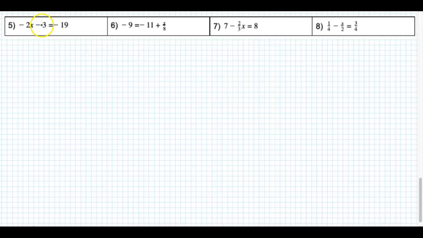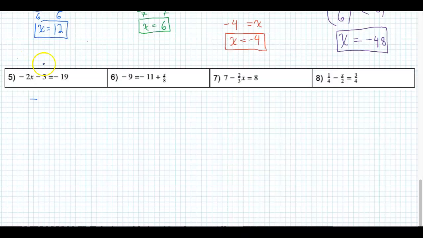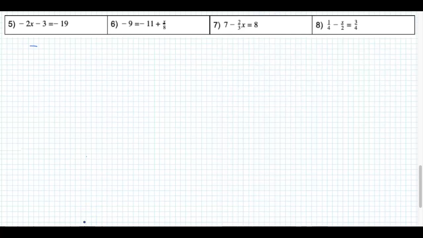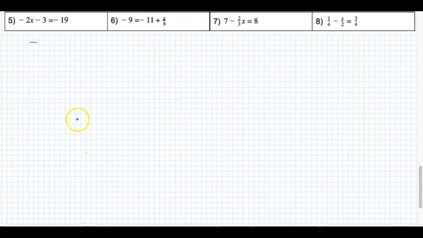I've got subtraction here, and I've got multiplication. So if I add 3 to both sides, I'll have negative 2x. Whoops, let's see if I can fix that. There we go. That should be okay. Okay, so what was I saying? I'm going to add 3 to both sides. So I'll have negative 2x is equal to, if I add 3 here, I will have only negative 16, right?